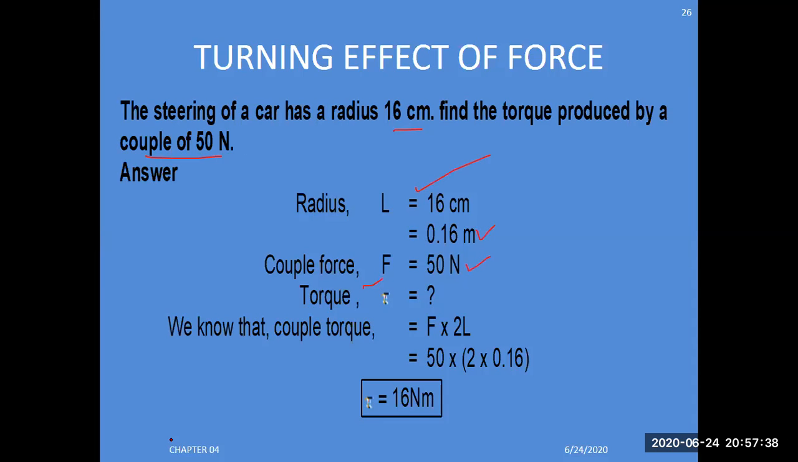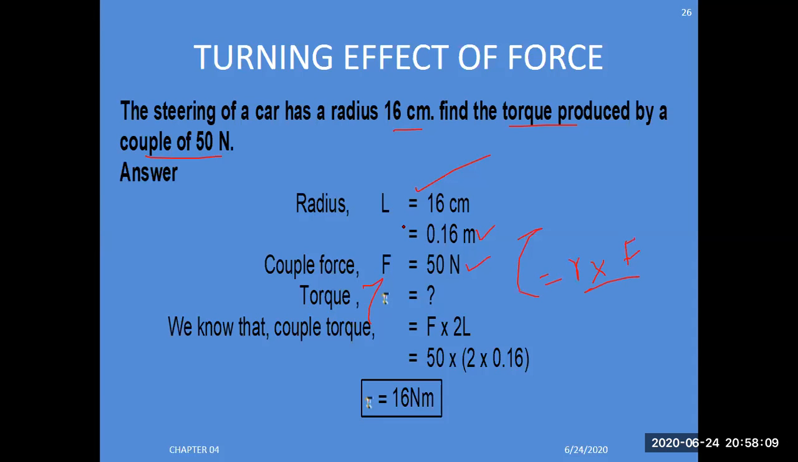Find the torque. So look at what you need. The formula of torque is tau equal to r multiplied by F, force into displacement. Here the force is acting this way, and this is basically the radius.